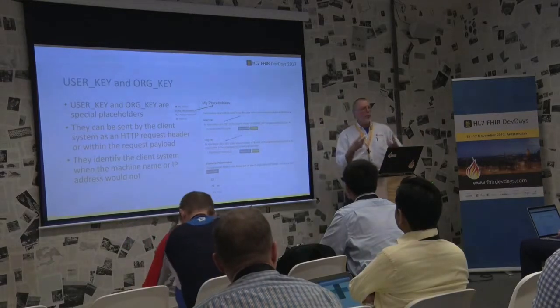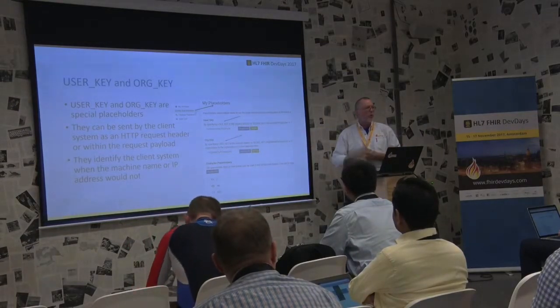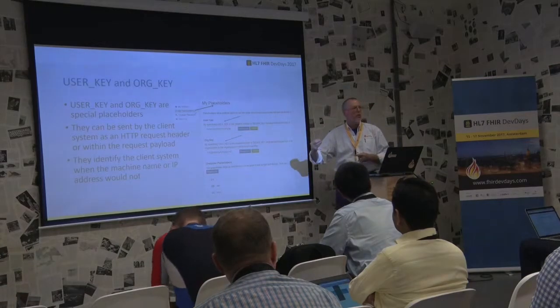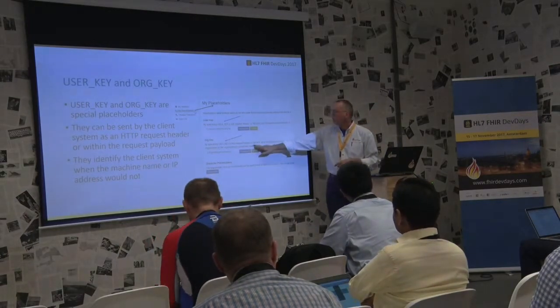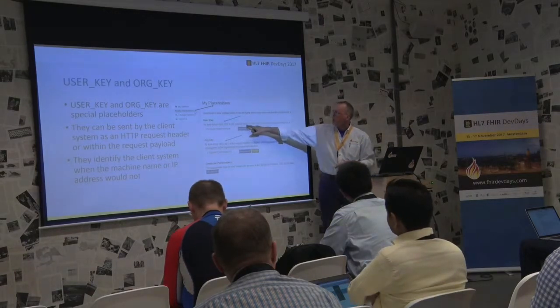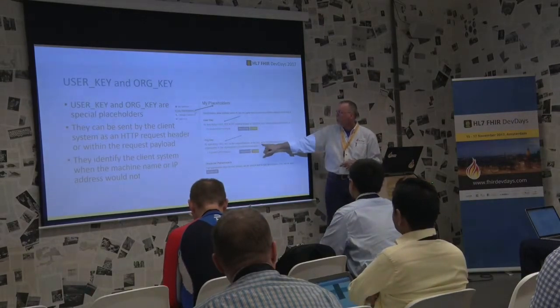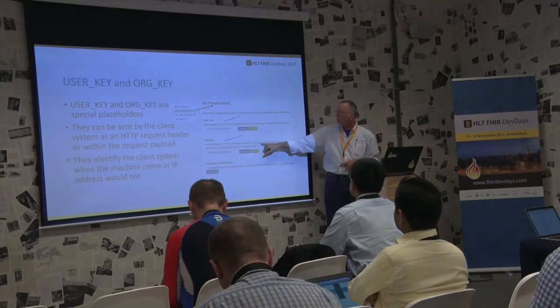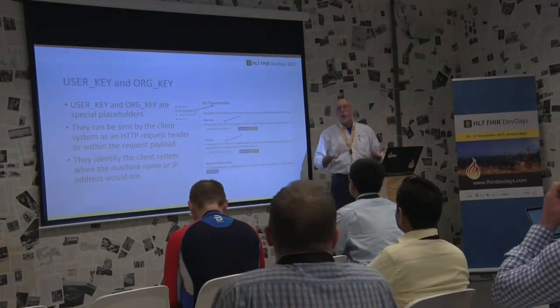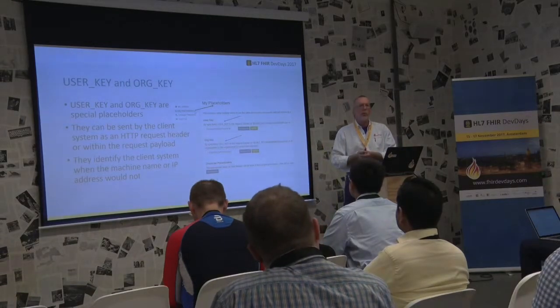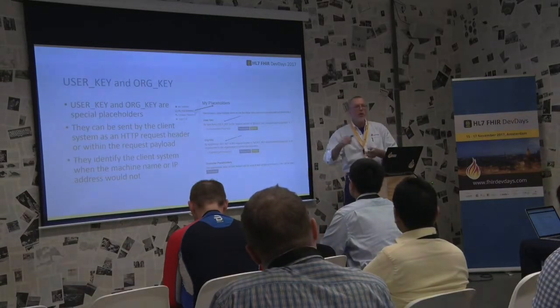So you've got a couple different ways of ensuring that the test system is recognized, either by IP or these special key values. You can send them as a request header, or you can embed them like this as a specialized variable inside the payload. So you can put it in your narrative text of your resource, and we'll scan and find it for you.